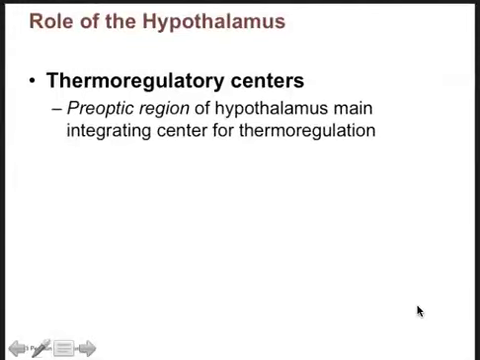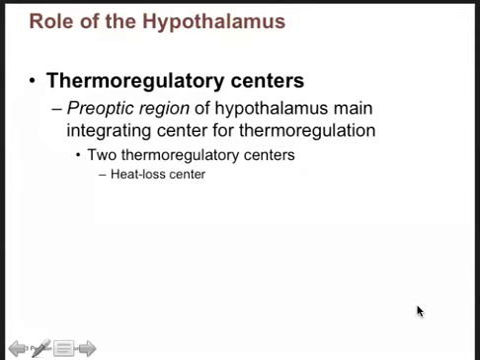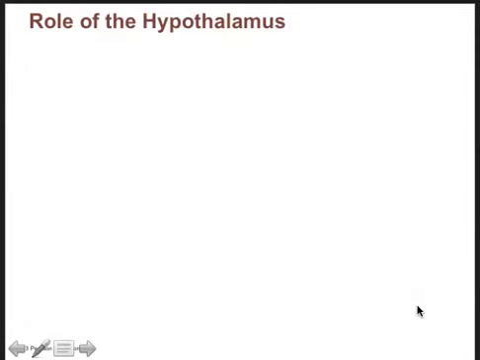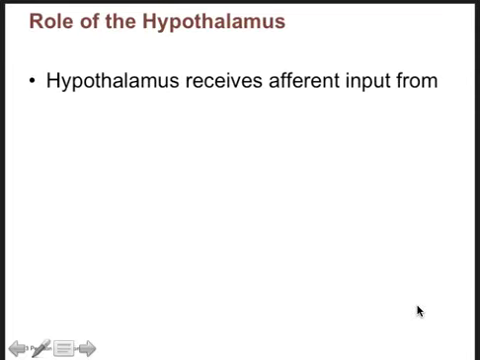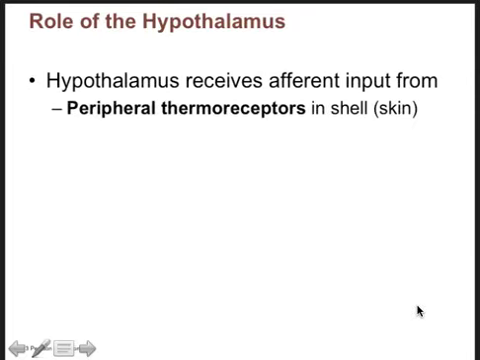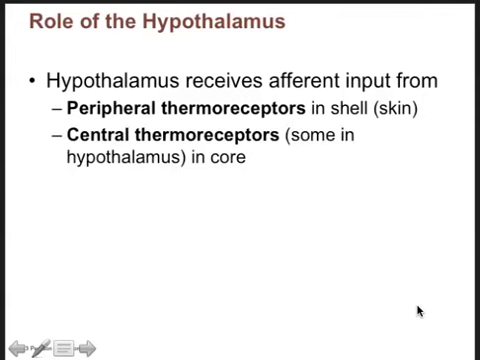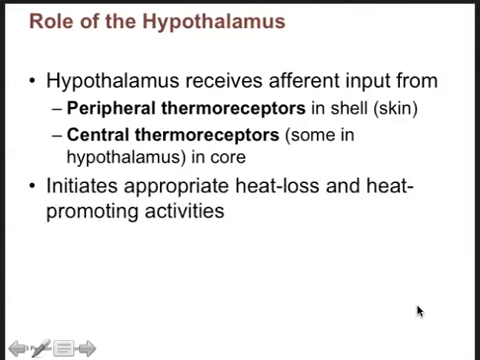Your thermoregulatory centers are centered in the hypothalamus, in the preoptic region, which is the integrating center for thermoregulation. You have two thermoregulatory centers: a heat loss and a heat promoting center in the hypothalamus. It receives afferent input from the peripheral thermoreceptors in the skin and the central thermoreceptors, which are in the core, some of which are actually within the hypothalamus. This initiates appropriate heat loss and heat promoting activity.